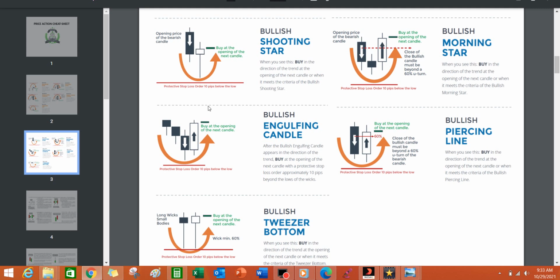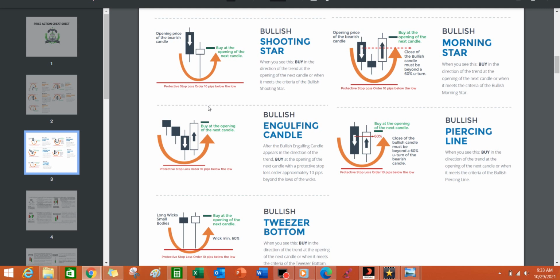First of all, let me quickly tell you this. All these patterns should be at the support region. Once we can find all these patterns at the support region, then they are valid. You have over 90% assurance that the price action will act in the direction of the pattern, which means that it shoots up and gives us a bullish trend at that particular point.